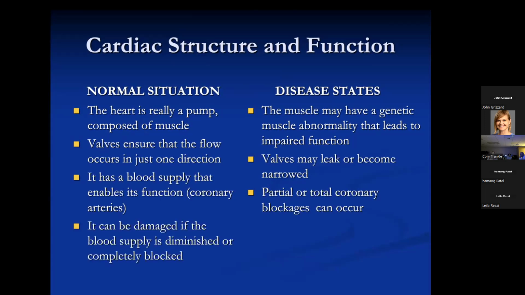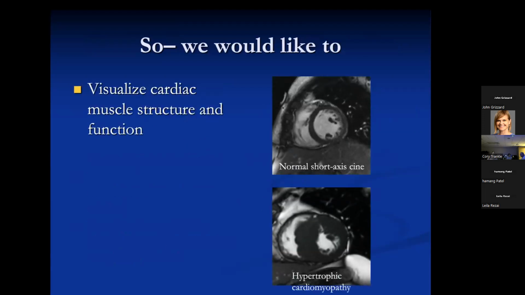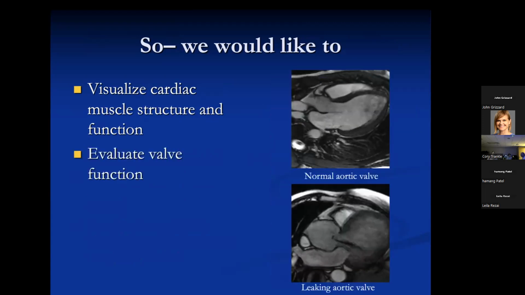And the heart can be damaged if the blood supply is diminished, even without infarction necessarily, but with infarction, you often lead to impaired function. So just to give examples, the top image here is a normal short axis cine image. The bottom image, you can clearly see that myocardium is way too thick. So we like to be able to depict the structure and the function of the myocardium.